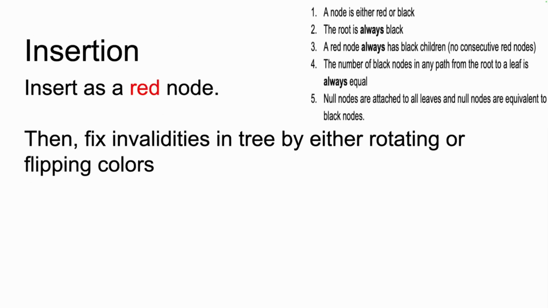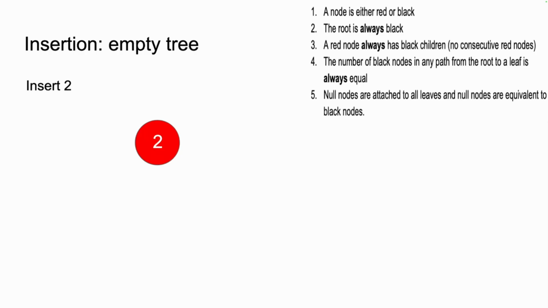I'll put the rules in the top right so you can refer to them whenever we do the examples, but now let's go over the insertion. You insert as a red node, and whenever you run into a problem where you invalidate the rules in the top right, you fix it by either rotating or flipping the colors in the tree. For the first example, we're going to insert into an empty tree. For 2, you insert it as a red node, and as you can see, rule number 2 says the root is always black, so you just flip the color.